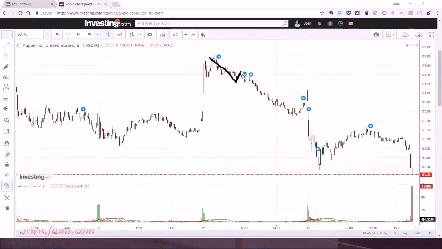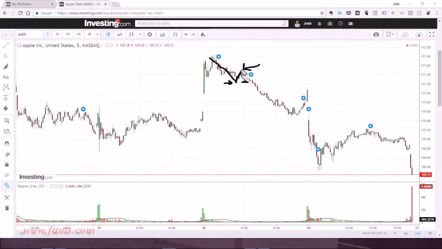Now, there's a couple different ways that I can get into this. I could put a market sell order to get short Apple here, or I could put a sell stop right here that basically says if I come back to this level and break it, I want to be short. What that's doing is making the market tell me that it's continuing in a downward direction. Make sense?